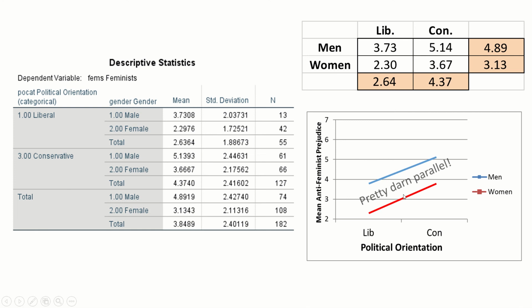If we take a look back at the line graph, as we already noted at the beginning of the video, the lines here are pretty darn parallel. It doesn't look like there is an interaction going on, and the ANOVA table confirms that. We do not have a significant interaction.